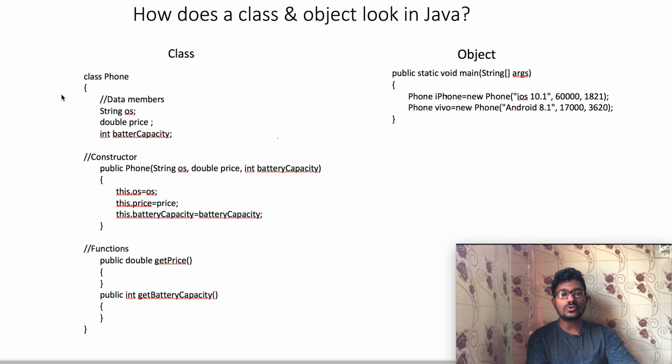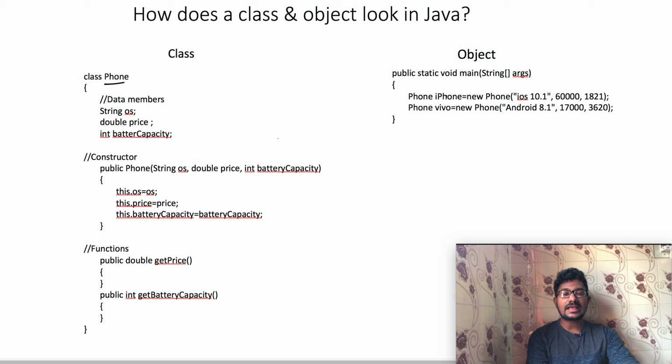In this video I am going to explain the structure of a class, the structure of an object, the properties of a class, and how we can create an object in a programming language. I have chosen Java as the example. So this is a class in Java. A class looks like this in the Java programming language.